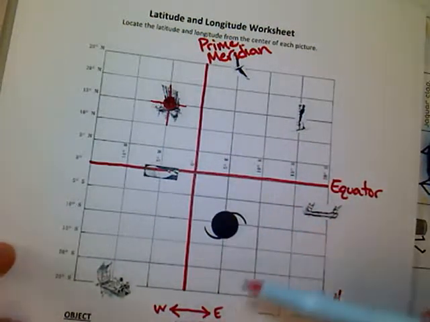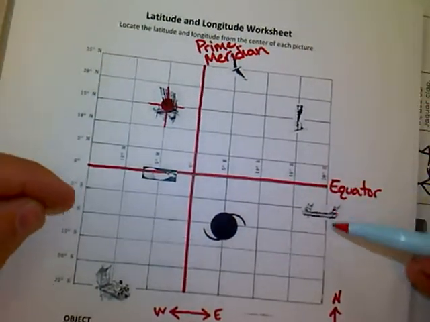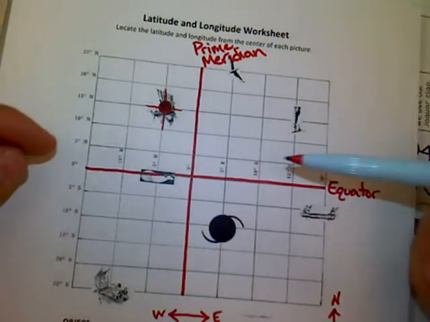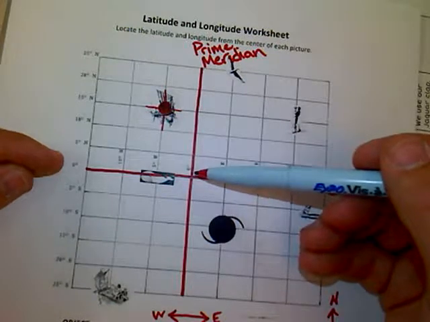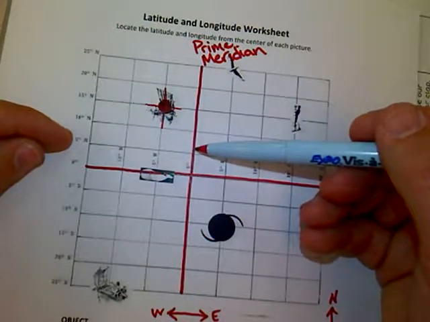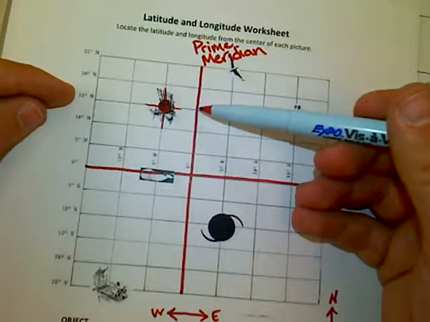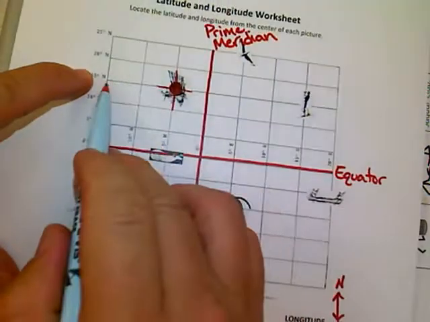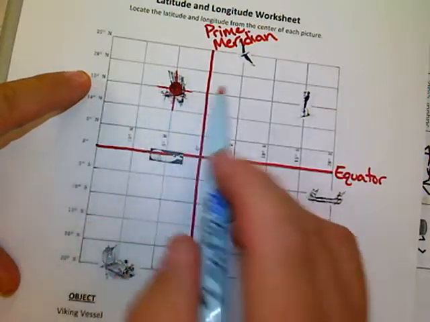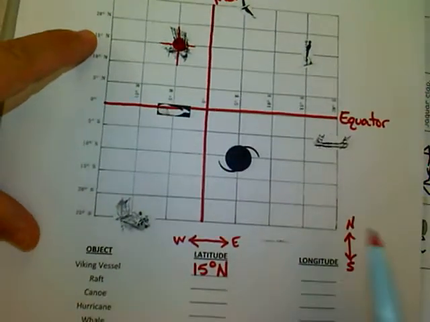Well, my latitudes are all of these lines going up and this way. So I need to go from here up. And we're at 0 degrees latitude. We're at 5 degrees north latitude. We're at 10 degrees north latitude, and we're at 15 degrees north latitude. So down here, I see the Viking vessel is at 15 degrees north. Like that. Okay? So I would write that in my latitude.